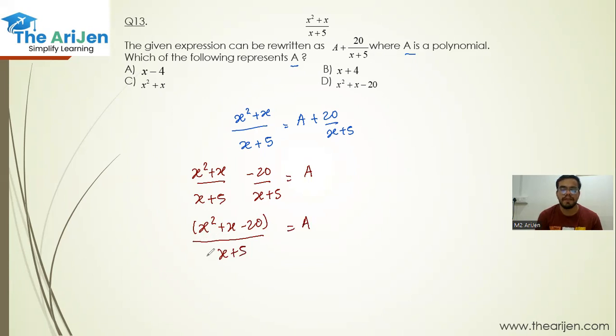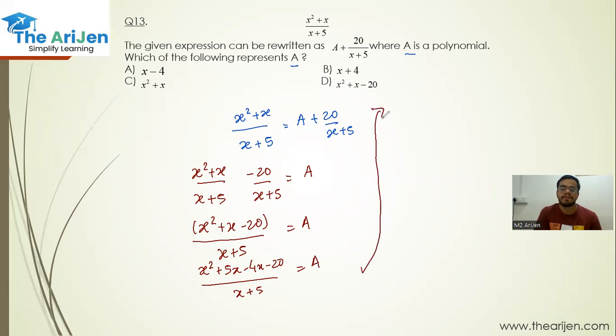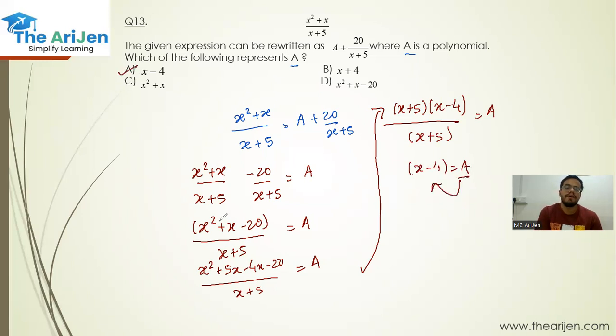So this would be what? On factorizing, see, 20 is what? 4 fives are 20. So what we can do, we can split this part as x square plus 5x minus 4x minus 20 upon x plus 5 is equal to a. So this can be written as x plus 5 into x minus 4 divided by x plus 5 is equal to a. So we simply have x minus 4 equals a. That's the answer. I hope it is clear, right?